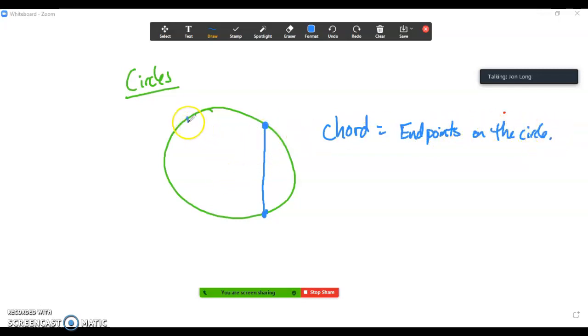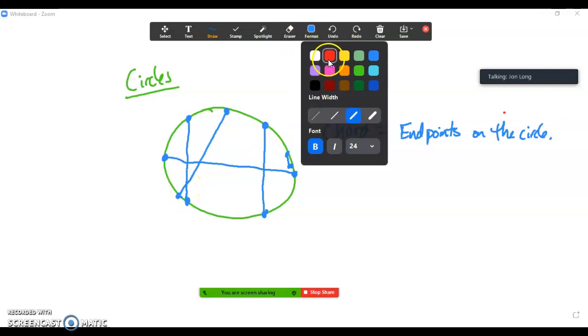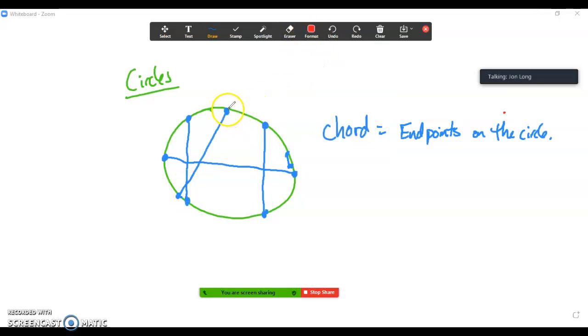There's a chord. There's a chord. It's kind of like pizza slices, if you remember that. Now I'm going to show you one more chord that's very, very important.